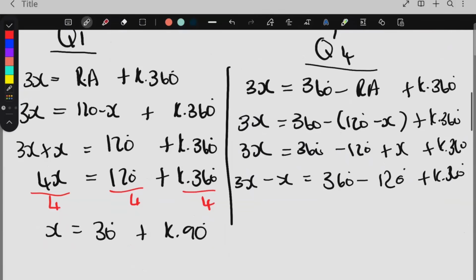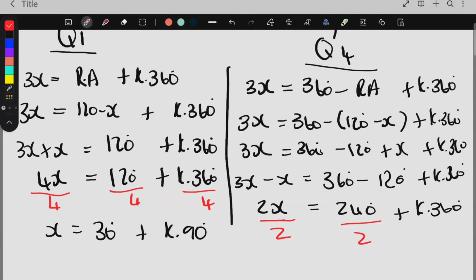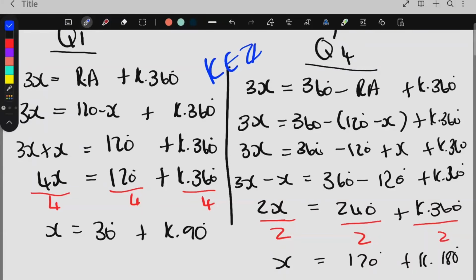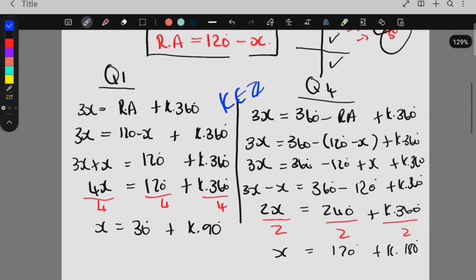And then I'm going to add the like terms. This is now a 2x, this is a 240, and this is a plus k360. And then I divide every term by 2. So 2 divided by 2, divided by 2. And I get my x to be 120 plus k 180. Okay, and then I must just remember to write somewhere k is an element of an integer. Okay, so that's my solutions so far.